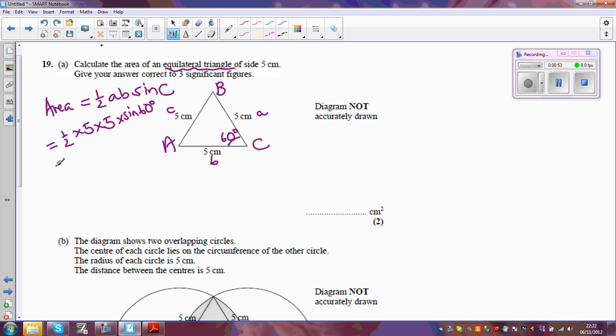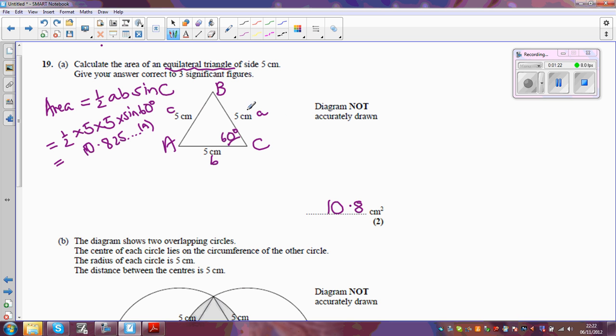Now I just need to type that into my calculator. Calculator will give me 10.8255, and so on, and if I round that to three significant figures, I get 10.8. Okay, now I'm actually going to save that in the memory of my calculator. I'm going to call that little a, and I'm going to stick it in the memory of my calculator because I've got a feeling I'm going to use that later.